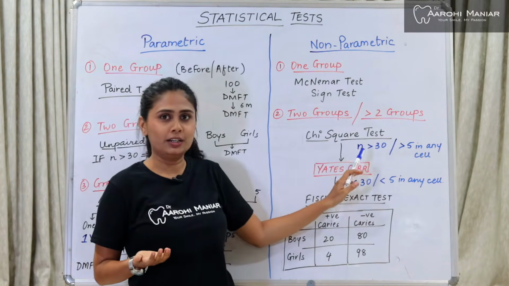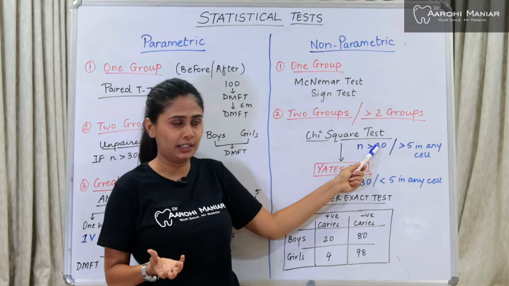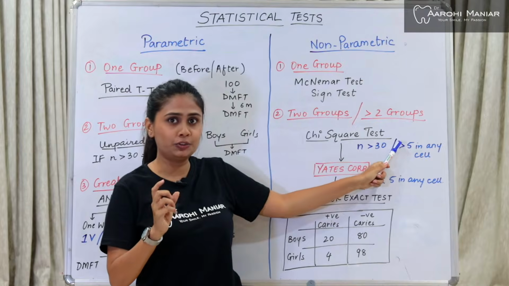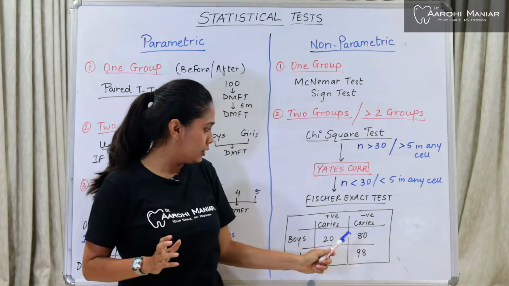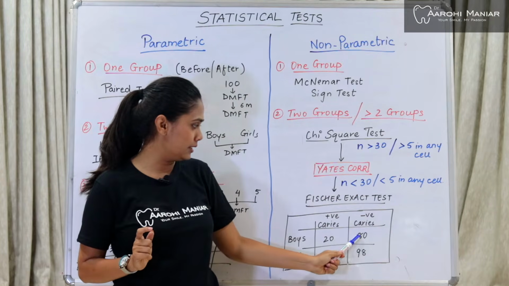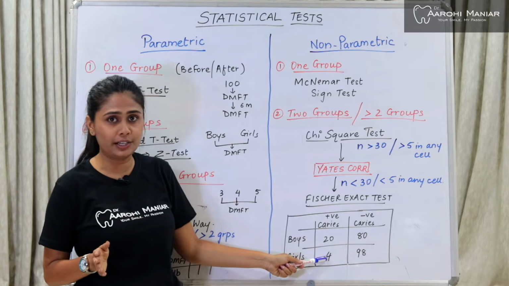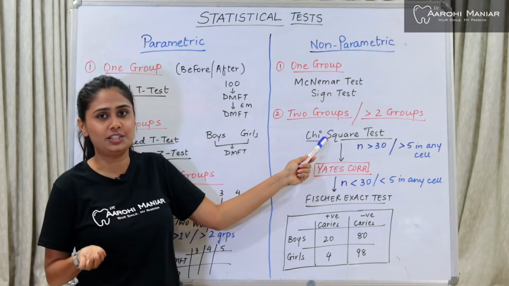Here the population, the group which I select, should be greater than 30 and the number should be greater than 5 in any cell. So this is my group. Here it should be greater than 30, this is 90, this 80 and 98, this is greater than 30, but these two are not greater than 30, so this cannot be called a chi-square test.